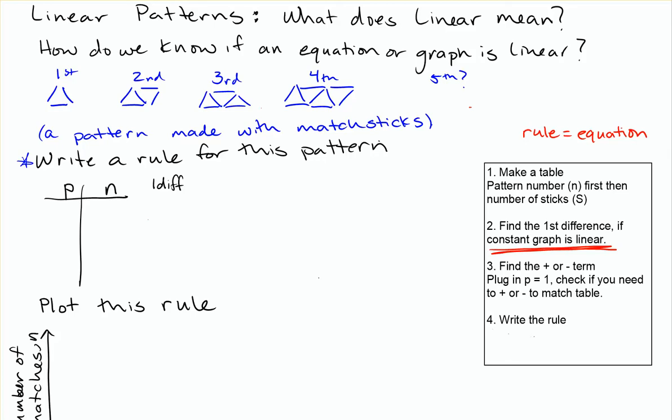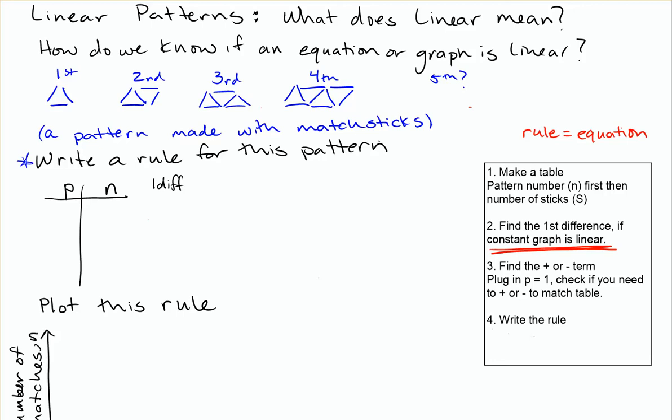And so we're just looking for a relationship between two sets of variables, and in the case when it's linear, the change in one variable is constant relative to the change in the other variable. So it's kind of going up by the same amount every single time, and you would get a straight line graph if you were to graph it as well.